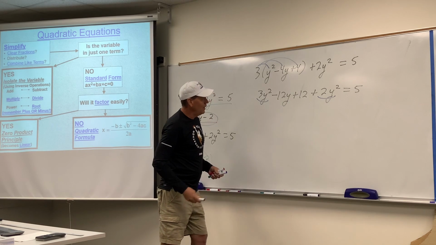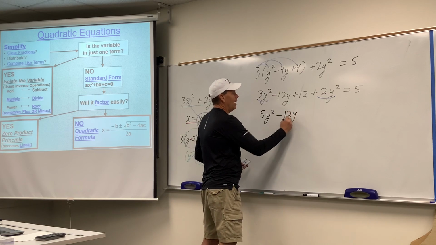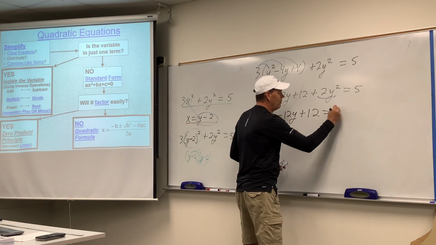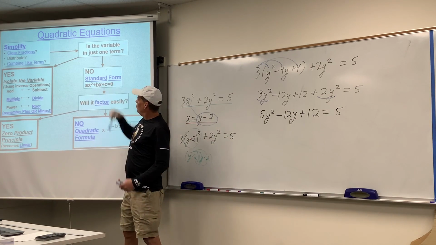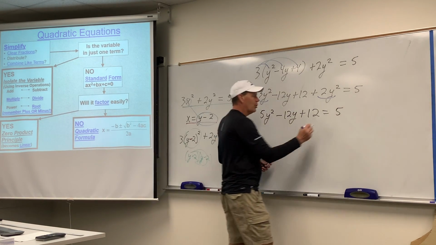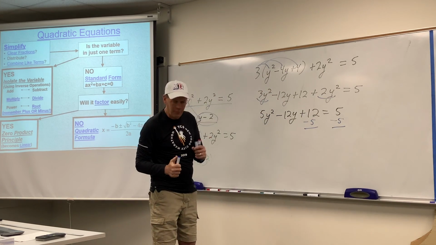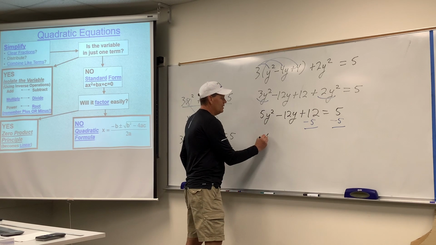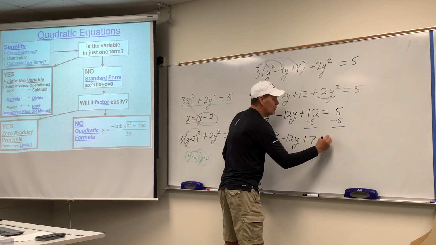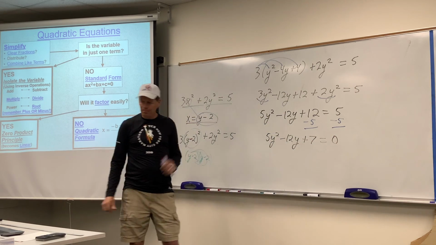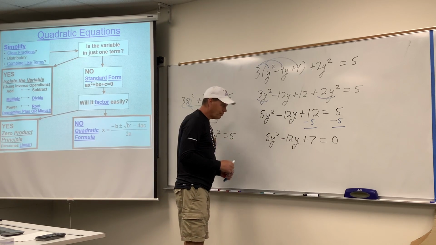Combine like terms. That would be 5y squared minus 12y plus 12 equals 5. I hope you notice that multiple terms have the variable, which would prompt you to bring over the 5 and make it equal 0. Standard form. Alrighty, so we got 5y squared minus 12y plus 7 equals 0. Standard form.